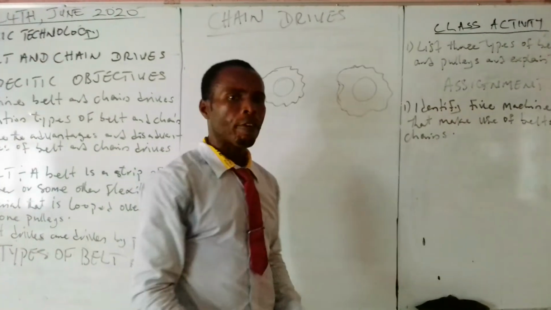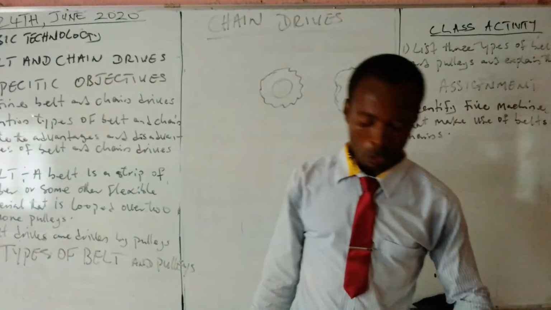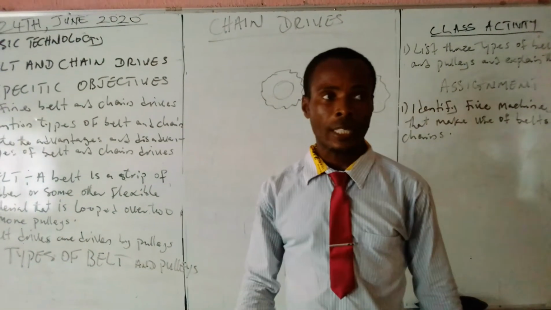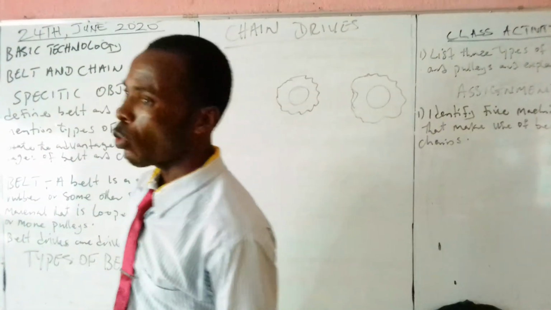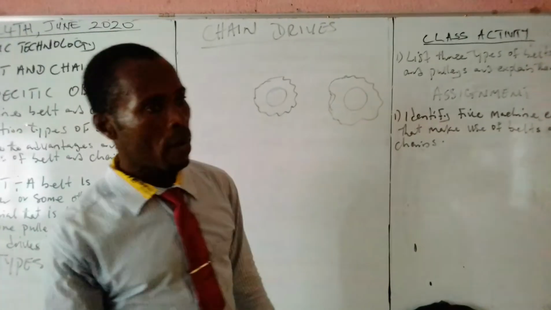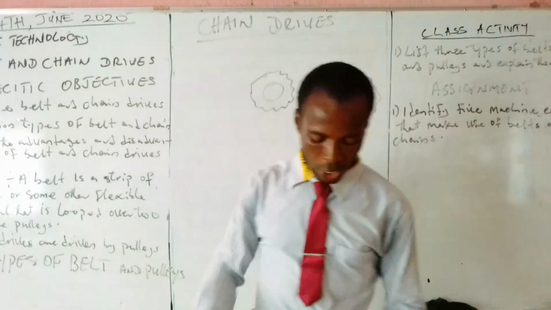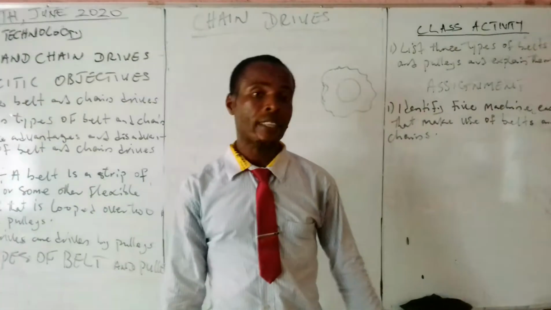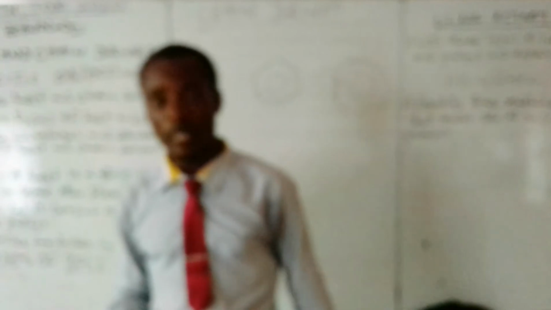Alright, we have types of chain. One, we have the transmission chain. Number two, we have the conveyor chain. And number three, we have the inverted tooth chain.